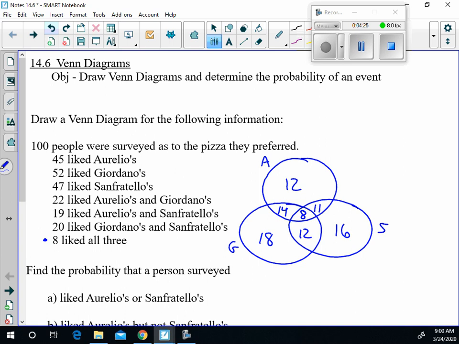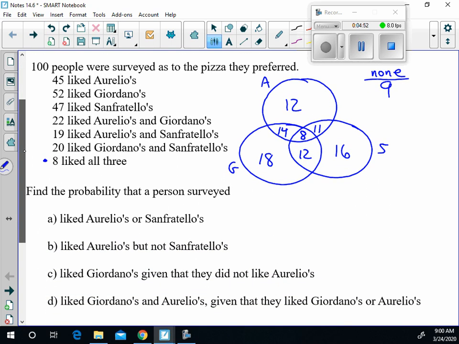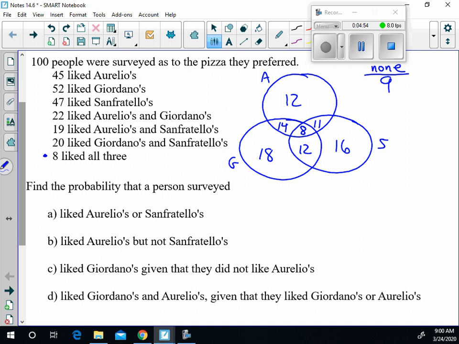That must mean that some people in this survey didn't like anything, so we're going to put those people over here and make a note that this is none. Okay? 9 people didn't like any of these three types of pizza. All right, now that we have our correct Venn diagram drawn, we can go and answer some of our questions about the Venn diagram. If the Venn diagram's wrong, we're probably not getting too many questions below correct.